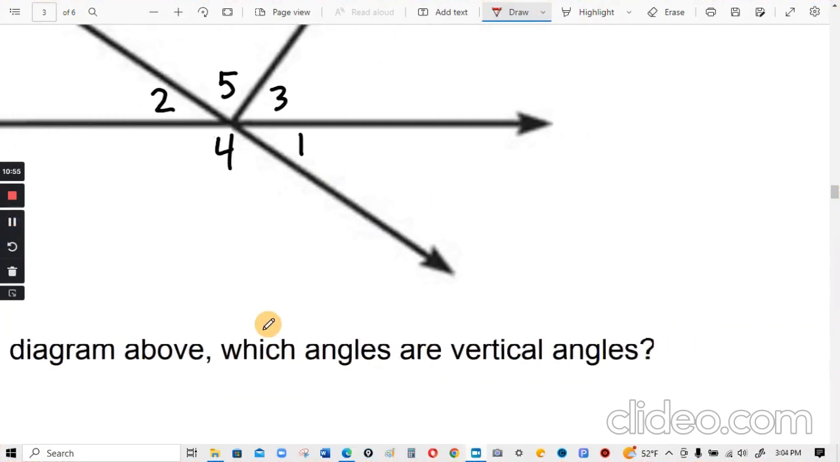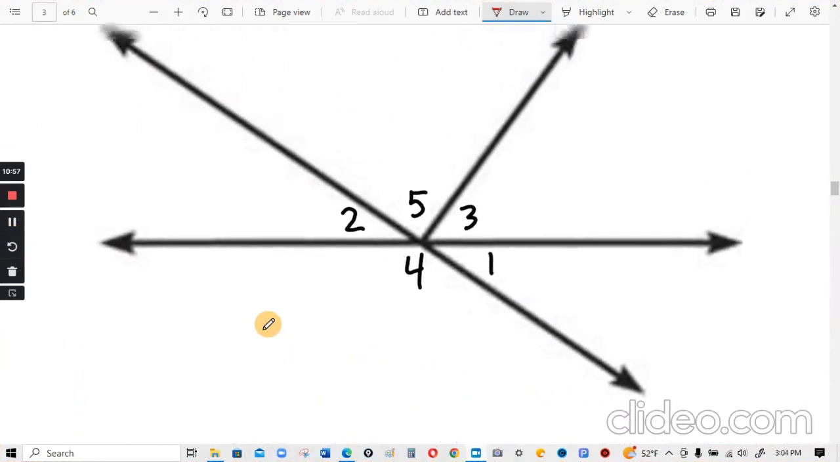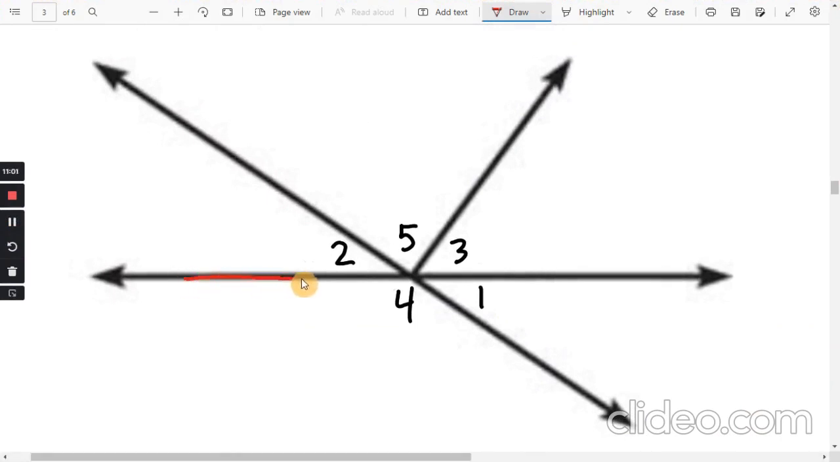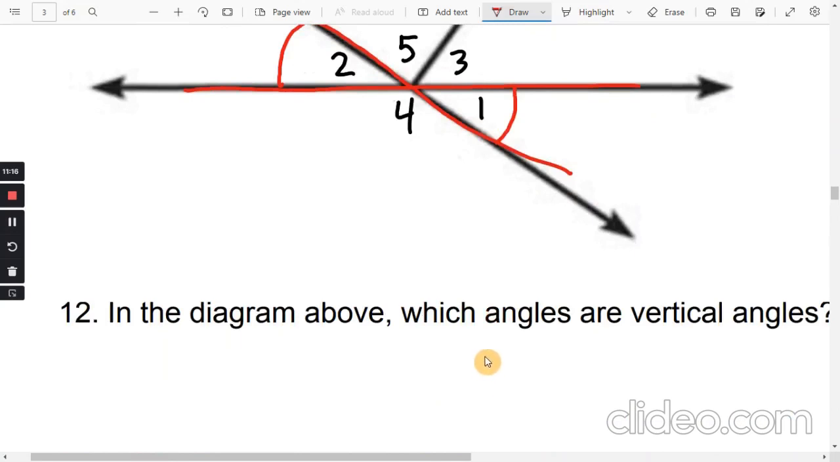Number 12, which angles are vertical? All right, you want to look for the X shape with two straight lines. So I'm looking at this here and this right here. The angles across from each other are vertical. So this one here and this one here, the ones across from each other are vertical. So that's going to be angle 2 and angle 1.